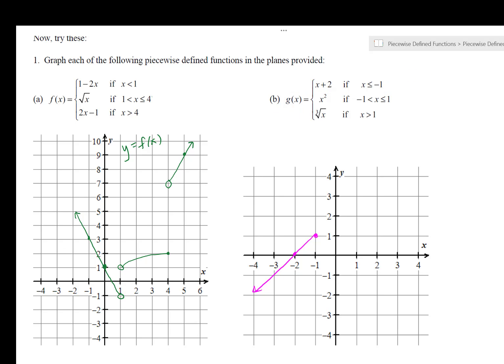Then it becomes x squared. Now, notice, in this rule, if x was negative 1, the place where we're switching rules, negative 1 squared is 1. And in fact, that's the same place where rule 1 ended. So that place right there, (negative 1, 1), is a location where we're switching rules, and they happen to be in the same spot. And there's nothing wrong with that.